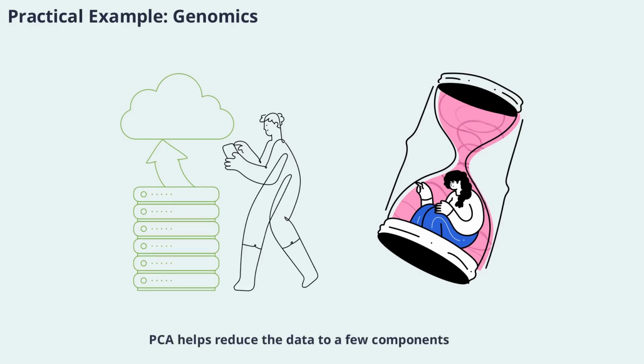PCA helps reduce the data to few components, making it possible to visualize and interpret. Kmeans can then cluster samples based on genetic similarity, aiding in disease research and personalized medicine.